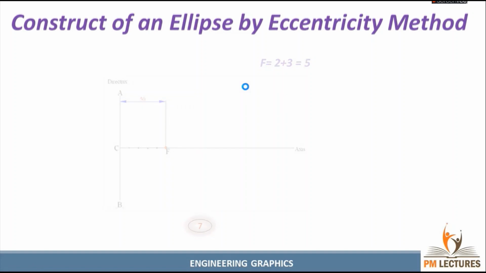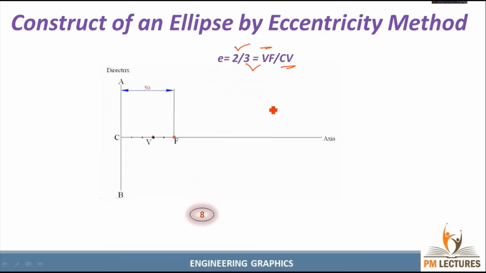So in the next step, we need to find the vertex. For the vertex only, we use this step. V to F distance is 2 units and C to V distance is 3 units. Each unit is 10 mm. See like this. This is our initial point, this is 1 and this is 2. So this distance is 2 units.